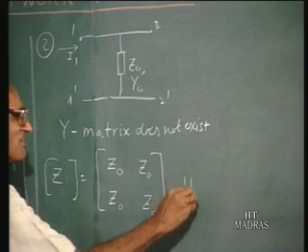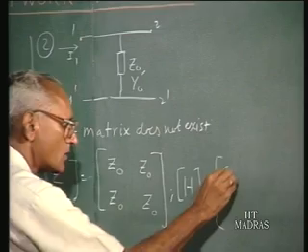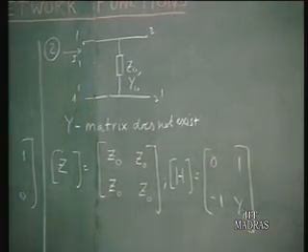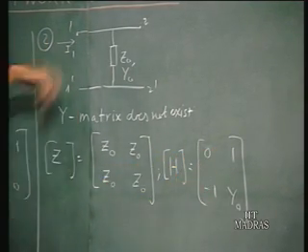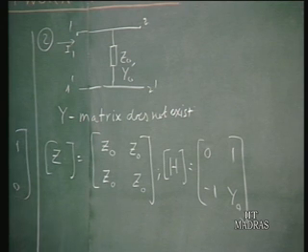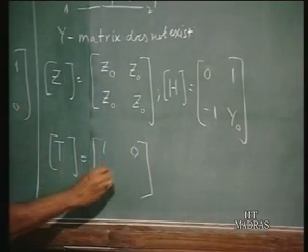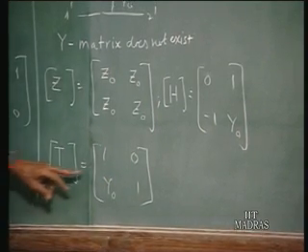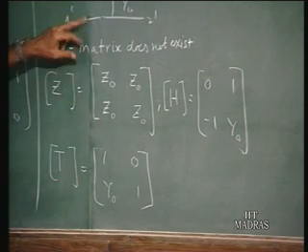The H matrix for this can likewise be computed: 0 1 minus 1 Y0. Again it's a symmetrical network, its determinant is going to be 1, and H12 is equal to minus of H21, which is a consequence of reciprocity. The transmission matrix for this will also have a very simple form: 1 0 Y0 and 1. And again you see the determinant of the transmission matrix AD minus BC is equal to 1. That comes as a result of the reciprocity of this network.